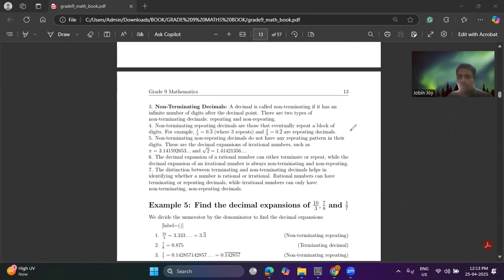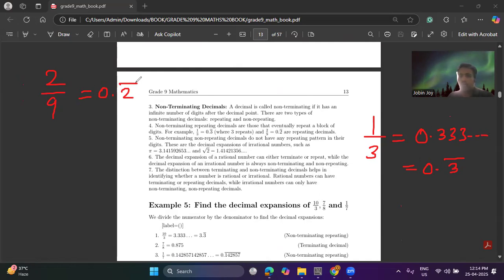So non-terminating, I already told you 1 by 3. What is the solution of 1 by 3? 0.333, etc. That means 3 is repeating. We will be writing 0.3 with a bar on the top of this. That means 3 is repeating. So this is repeating because here 3 is repeating. Then another one is 2 by 9. So 2 by 9 is 0.2 bar. That means 2 is repeating. Okay.